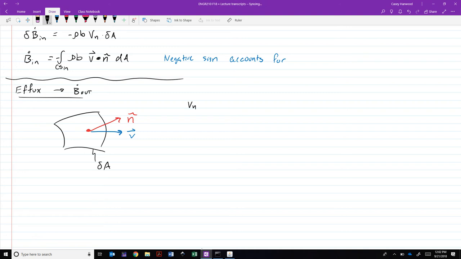Once again we can write that the normal component of the velocity is equal to v dot n, and the amount of b being carried out is written as rho b vn delta A. Then that B dot out would be the integral over the outflow portion of the control surface of rho b v dot n dA. Here we don't need a negative sign because n and v are pointing in substantially the same direction. So when you take the dot product of the two, you're going to get a positive number.